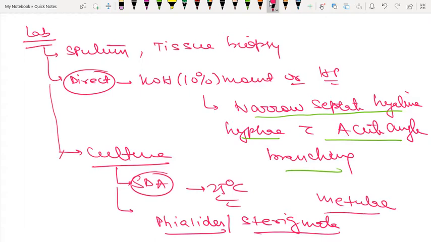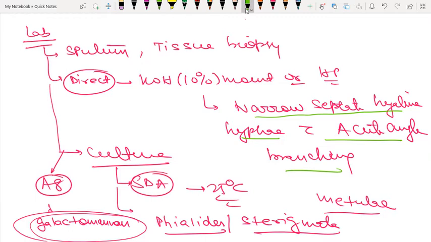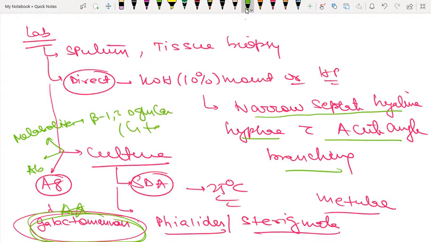After this, we can do antigen detection by ELISA, detecting the Aspergillus-specific galactomannan antigen. This is specific for aspergillosis: galactomannan antigen. So this is important. Then we can do antibody detection. After that we can detect metabolites. Detection of beta 1,3 D glucan by the G test is a useful alternative for establishing the diagnosis, particularly when the culture is negative. And the last, we can also do skin testing.